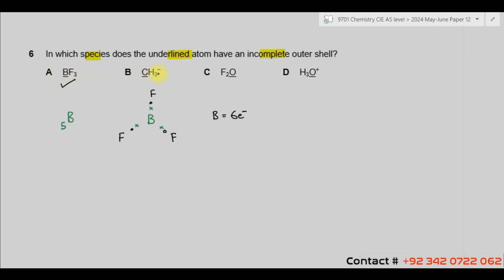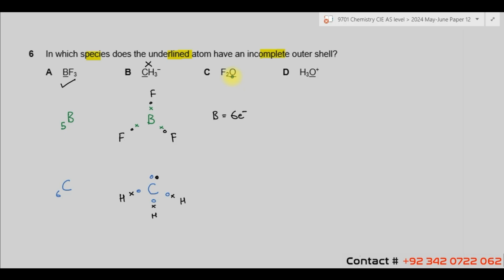Then we have B, CH3 negative. Carbon's atomic number is 6. 4 electrons are present in the outermost shell. 1, 2, 3, 4. In CH3 it forms 3 bonds with 3 hydrogen atoms. 1, 2, 3. It says that we have a negative charge. So negative charge means 1 extra electron is present. So in total 1, 2, 3, 4, 5, 6, 7, 8. The octet is complete.